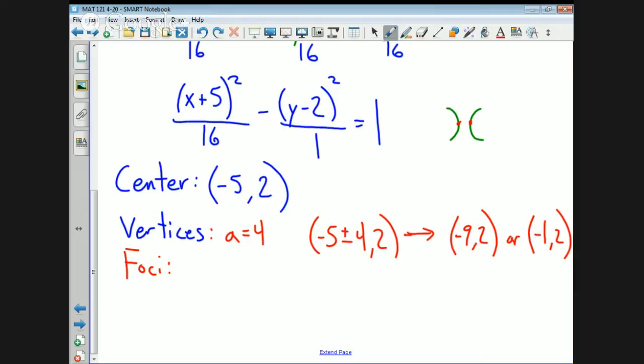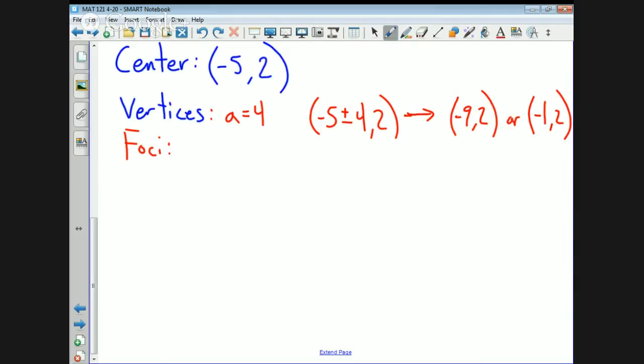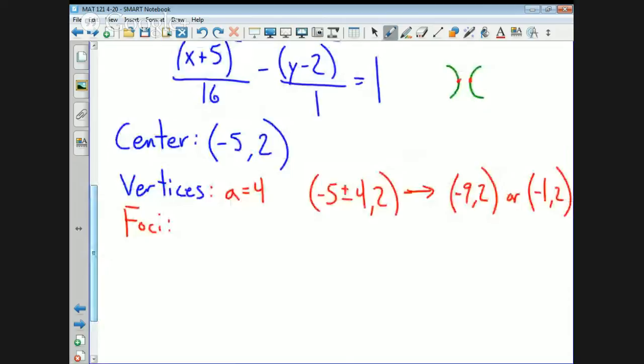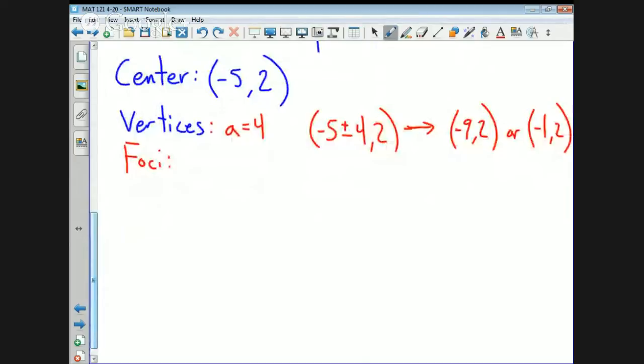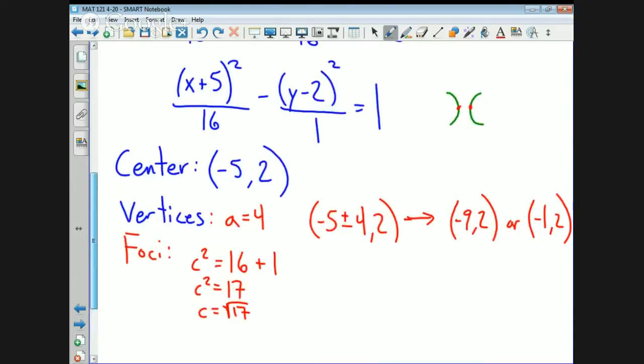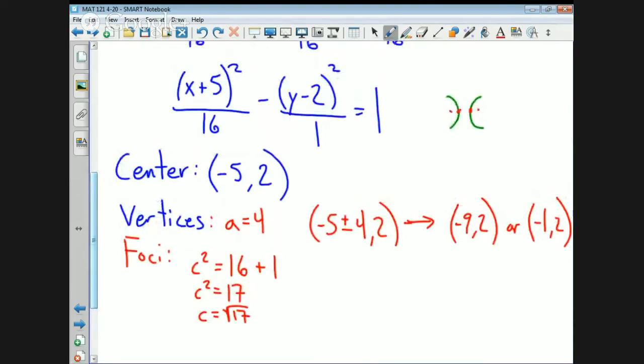The foci, well, I have 16 and 1 as my a squared and b squared. So I can go ahead and find c squared by doing 16 plus 1, or c squared will equal 17, which means that c equals the plus or minus square root of 17, or technically we just need the root of 17 because we're going to add it and subtract it anyway. The foci are also, in this case, located left and right from center.